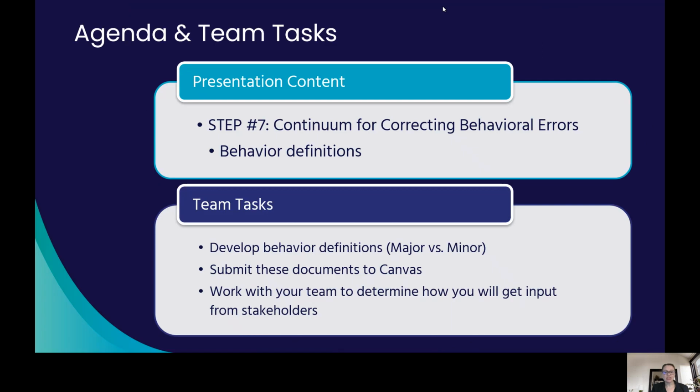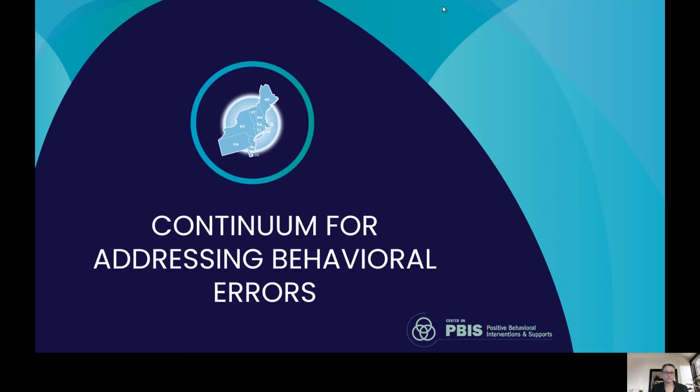We're focusing on getting started step number 7, establishing a continuum for correcting behavior errors. With your team, we'll ask you to develop measurable, objective definitions for inappropriate behavior. We'll ask you to differentiate between major and minor behaviors, and then develop a discipline ladder or flowchart and submit these documents to Canvas for feedback from your trainers. Make sure you work with your team to determine how you'll share this information with staff, students, and stakeholders.